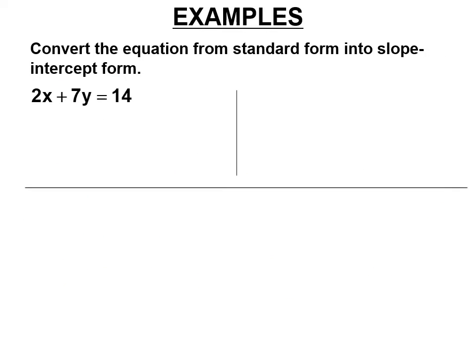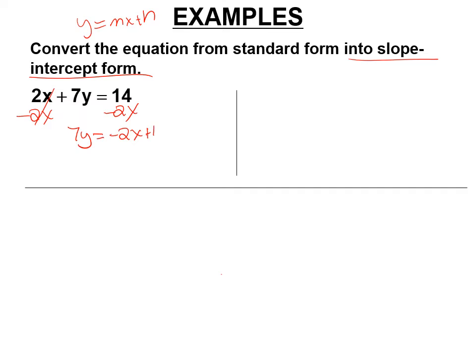All right, so let's practice. We're going to get rid of this 2x, right? We're going to get 7y, remembering that we're going y equals mx plus b. It says convert the equation from standard form into slope intercept. So we want to go negative 2x plus 14. Then we have to divide both entire sides by 7. Everything over here has to get divided by 7. So it's y equals negative 2/7 x plus 2. Slope is negative 2/7.